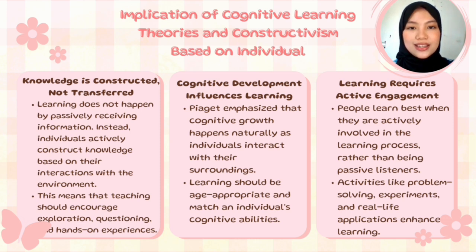The second one is that cognitive development influences learning. Piaget emphasized that cognitive growth happens naturally as individuals interact with their surroundings. Learning should be age appropriate and match an individual's cognitive abilities.